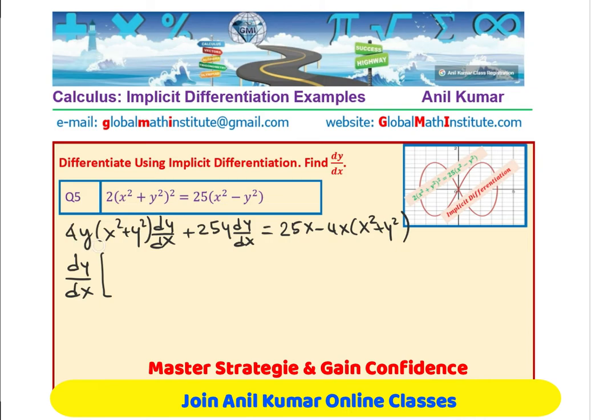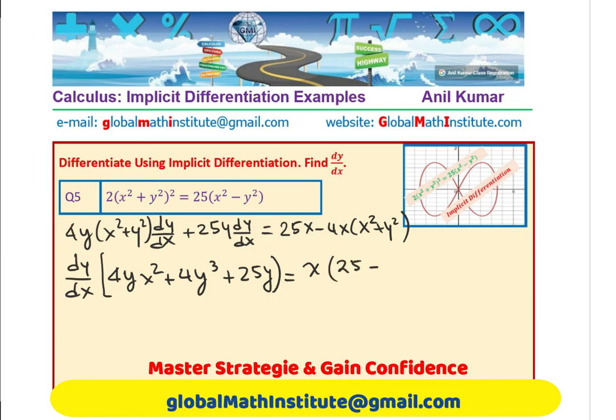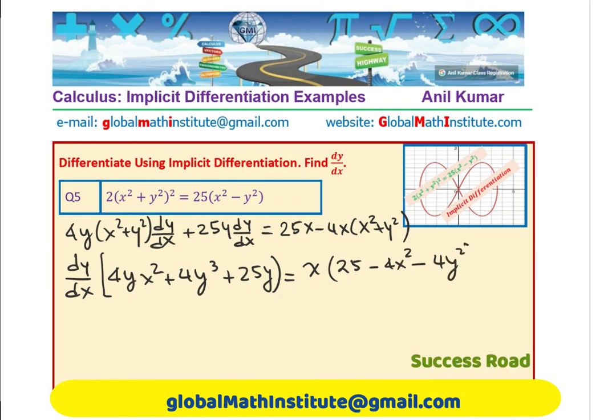So we're left with 4y times (x squared plus y squared). Let me open this bracket and write down 4y x squared plus 4y cubed, and here we have plus 25y. On the right hand side, we do have x common. I could take that and write the terms as 25 minus 4x squared minus 4y squared. Is that clear to you?